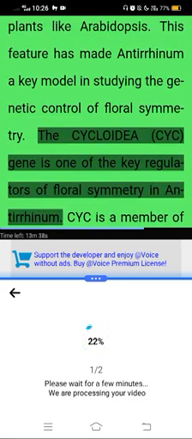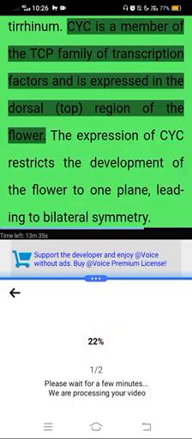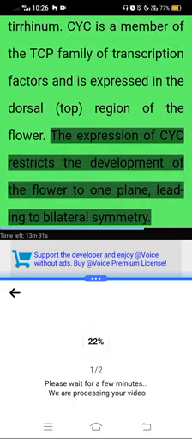The CYCLOIDEA, CYC, gene is one of the key regulators of floral symmetry in Antirrhinum. CYC is a member of the TCP family of transcription factors and is expressed in the dorsal, top region of the flower. The expression of CYC restricts the development of the flower to one plane, leading to bilateral symmetry.